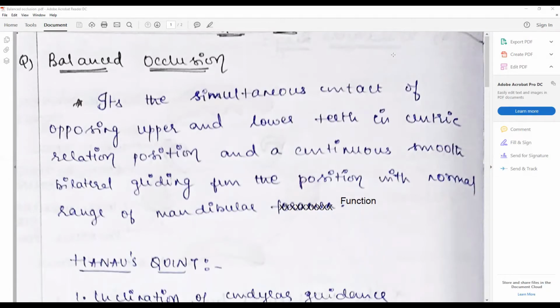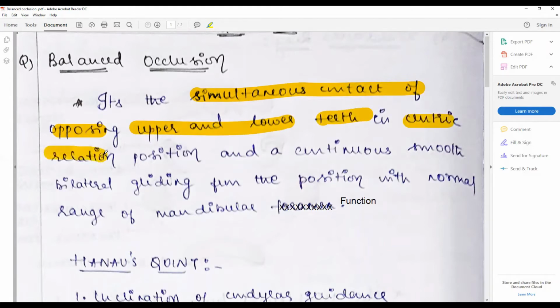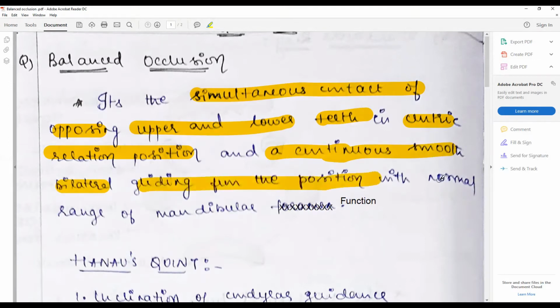The question that we are going to deal with today is balanced occlusion. Balanced occlusion is traditionally defined in prosthodontics, or tooth morphology, as the simultaneous contact of opposing upper and lower teeth, that is the maxillary and mandibular teeth, in centric relation. That is the most important terminology, the centric relation position. That also means at an established vertical height and a continuous, smooth, bilateral gliding from the position within the normal range of mandibular function.